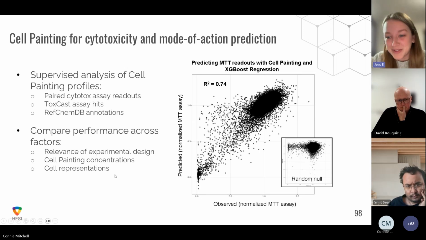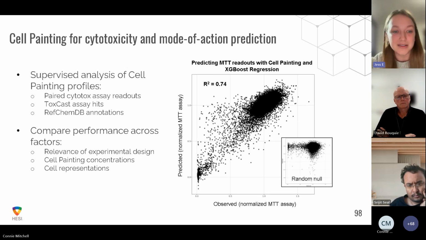We have many more results than the ones that we have time to present here, but another thing that we're doing is going through ToxCast and taking all of the chemicals that are in both ToxCast and that we've measured in OASIS, and we're trying to build predictive models for whether a tested compound in this OASIS list was a hit in the various ToxCast assays. And then as well as trying to use RefChemDB to evaluate some of the predictions that we've made.